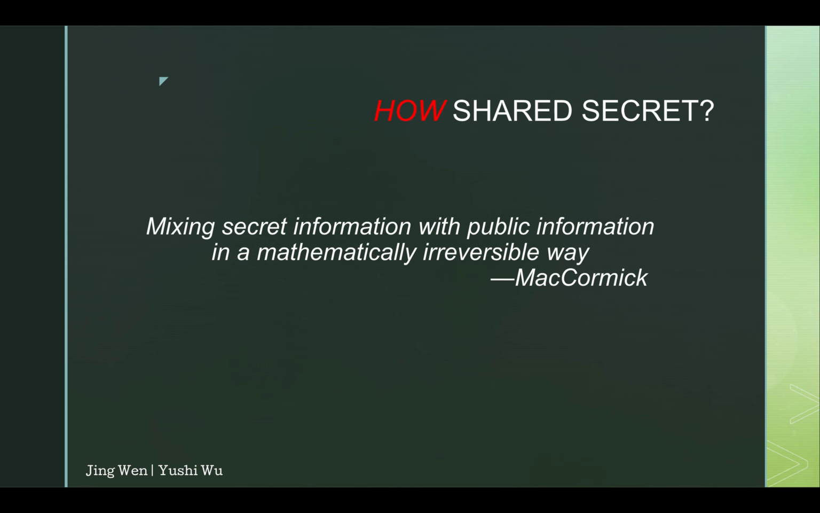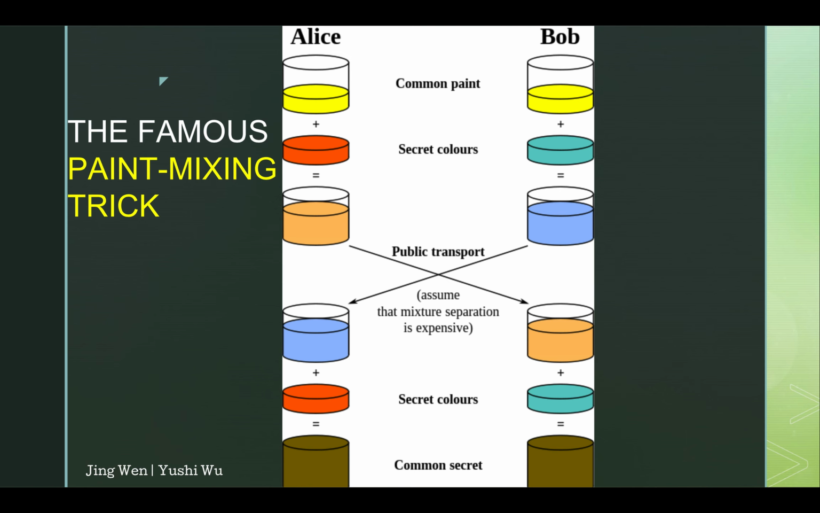To illustrate this concept, I utilized the famous paint mixing trick. For instance, Alice and Bob in a paint class start with a common paint and mix it with their secret colors, which only they themselves know. They mix them up and come up with the public colors, which they transfer to each other. Then when they get their peer's color, they mix it with their own secret color. Eventually, magically, they both come up with the common secret color, which only the two of them know.